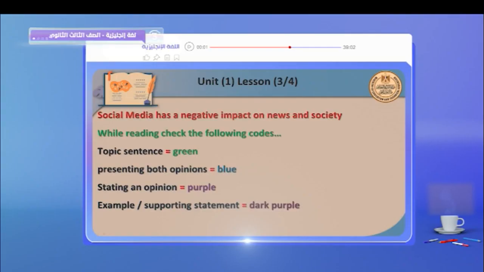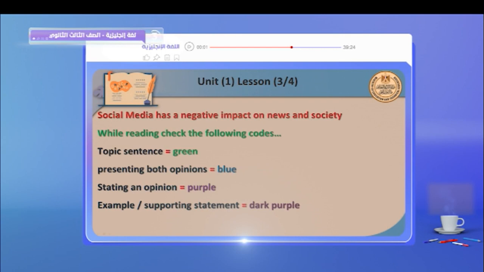We also have some sentences that present both opinions. In the first paragraph, the introduction, there are parts that present both opinions: my opinion and the opinion that some people also believe in. I must tell people in the introduction that there are different opinions, but my opinion is this. Okay, so the sentence that presents both opinions is going to be highlighted in blue. We have stating an opinion.